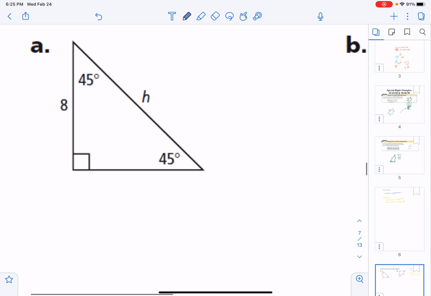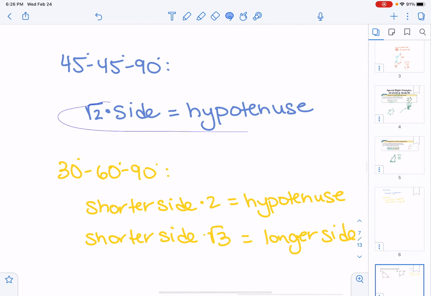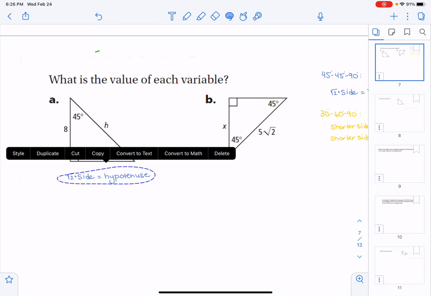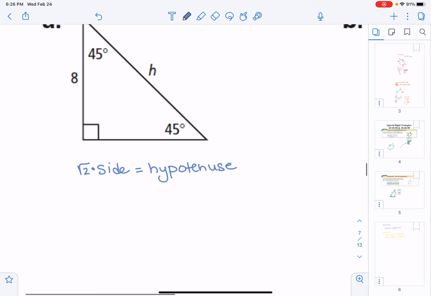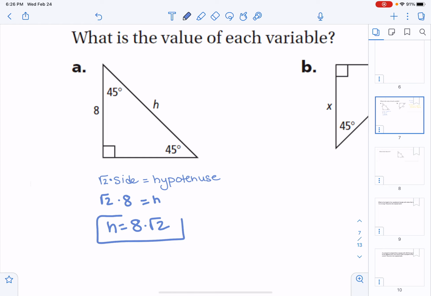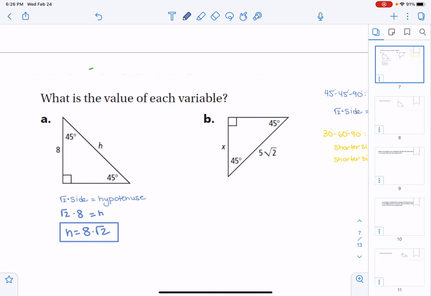Okay, so this one's a 45, 45, 90, which means we're going to use this rule. And they said find the value of h, which is the hypotenuse in this case. So all we got to do is say the square root of 2 times the side, which is 8, is the hypotenuse. So h equals 8 times the square root of 2. And that's it. So the shortcuts might be hard to remember, but if you have them, then it's not too bad to solve and pretty quick for the ACT.